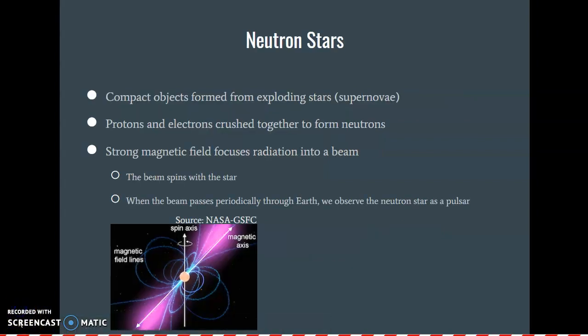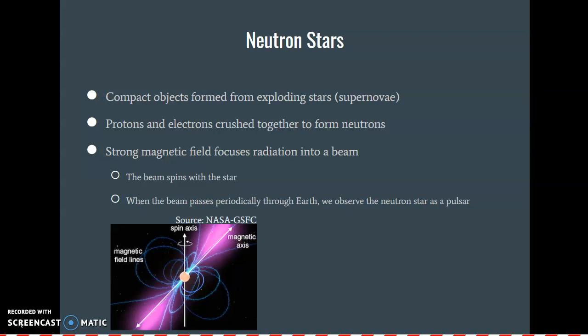Neutron stars are formed when a star ends its life by exploding as a supernova, and they are very dense and very compact. So compact, in fact, that the protons and the electrons get crushed together and they become neutrons.